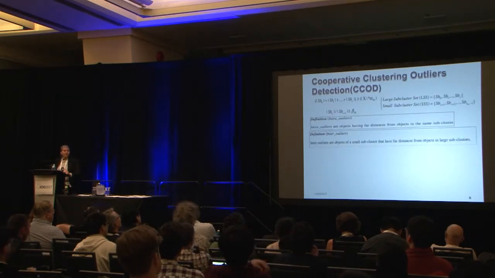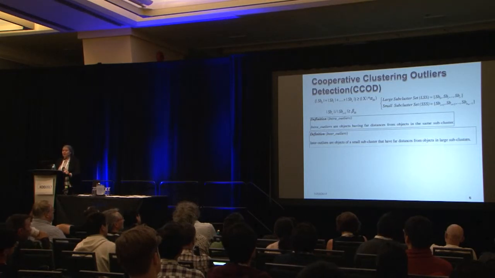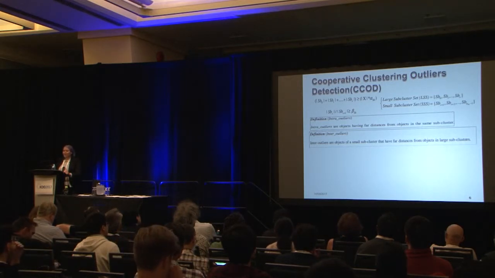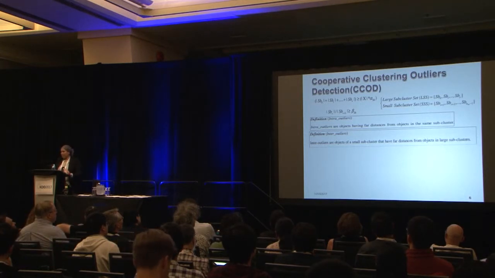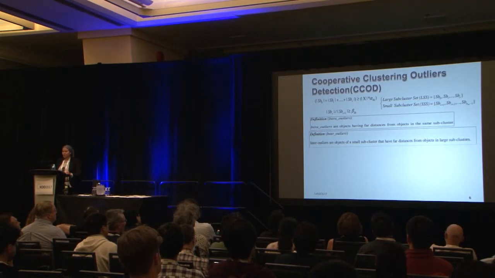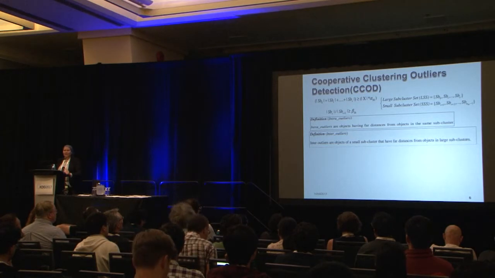We define 2 types of outliers. The first one is intra-outliers, and we call an outlier an intra-outlier if it lies in the same subcluster, however, it has a far distance from all the objects in that subcluster. For inter-outliers, we assume that they have to be in a small subcluster, because we say small subclusters are most likely to be outliers. Then we assume that an inter-outlier is an object that lies in a small subcluster and has a far distance from objects in large subclusters.